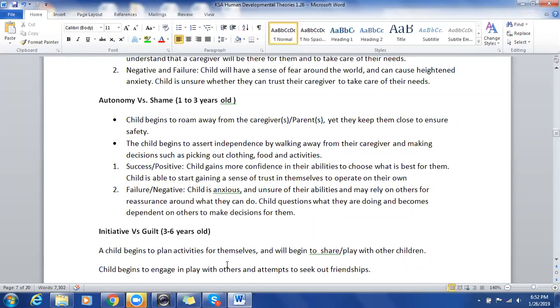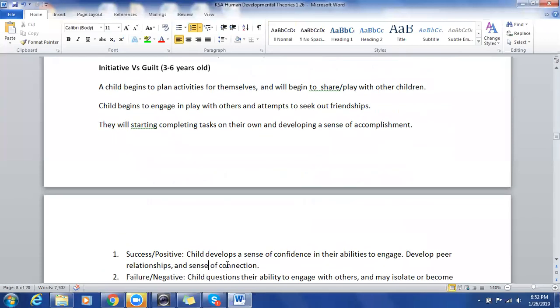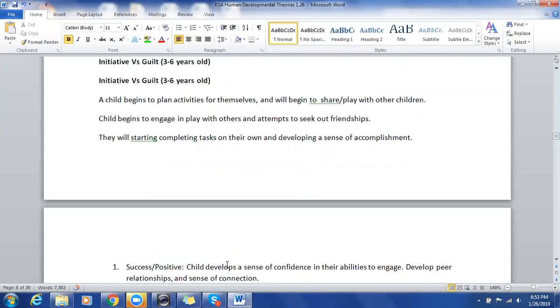Failure is when the child is anxious and unsure of their abilities and may rely on others for reassurance on what they should do or what they feel is comfortable. The child questions what they're doing and becomes dependent on others to do it for them, and/or they're not able to rely, so then they find somebody that can ultimately do it, which is the formation of codependency and abusive relationships in the future. But I digress.